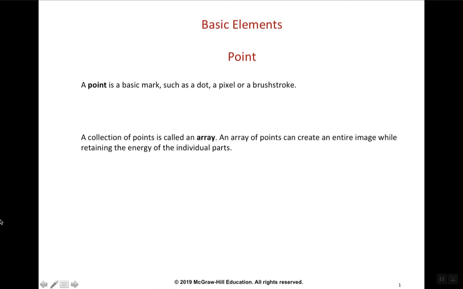Let's start our discussion of the basic elements with the element point. A point is a basic mark such as a dot, a pixel, or a brushstroke. A collection of points is called an array.